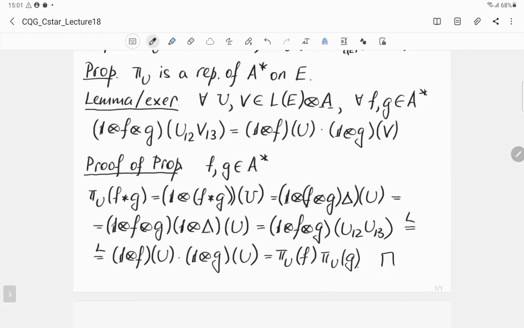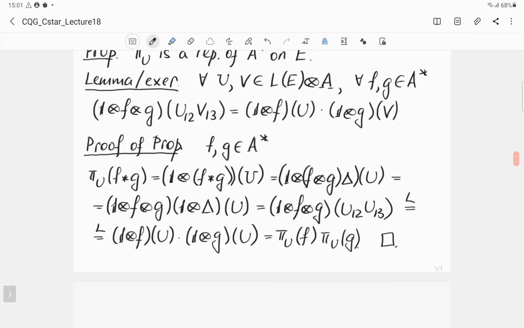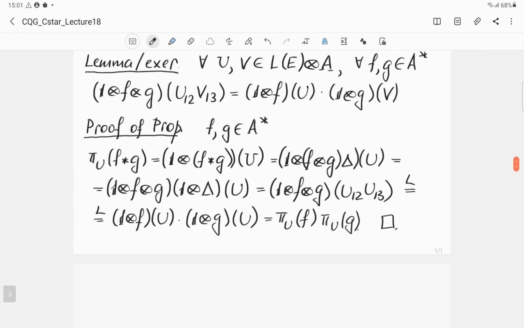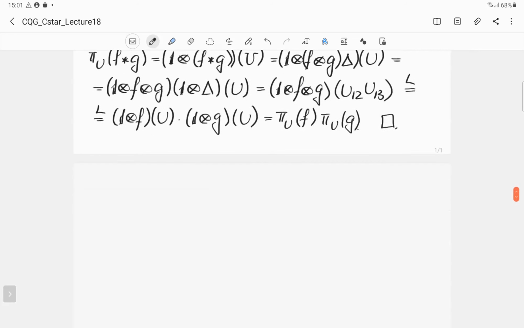And that's it. So we see that pi U is an algebra homomorphism. That is, pi U is a representation of A star on the same space E. Okay, so we see that each finite dimensional co-representation of A induces a representation of the dual algebra. Our next goal is to show that this correspondence is actually a fully faithful functor. In other words, we have the following result.